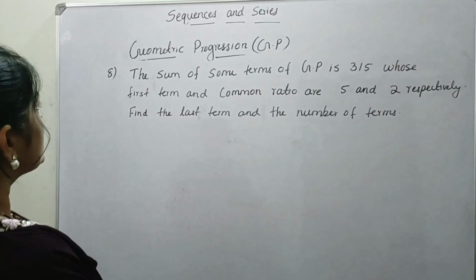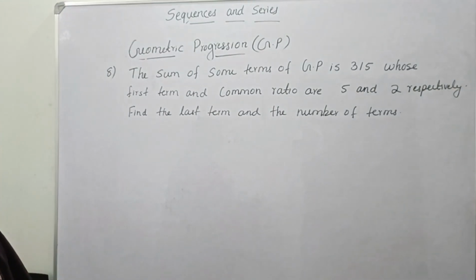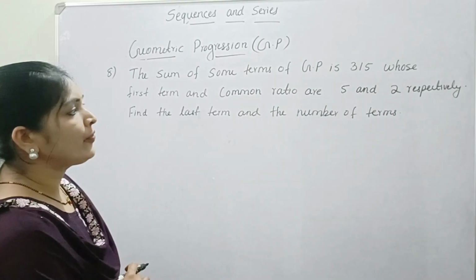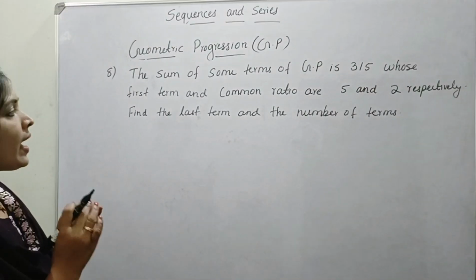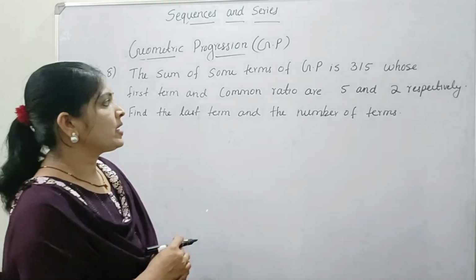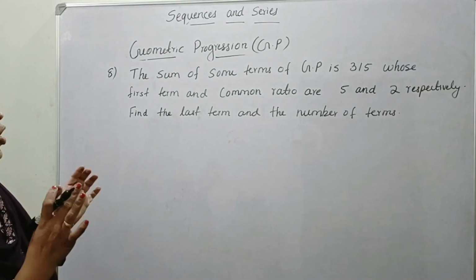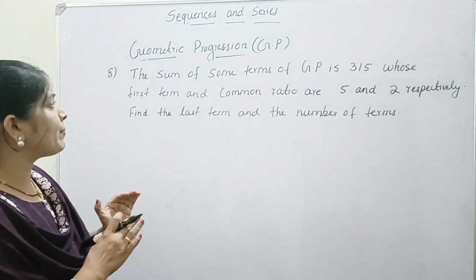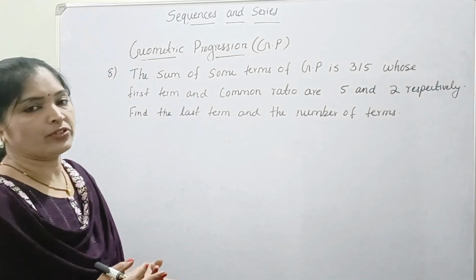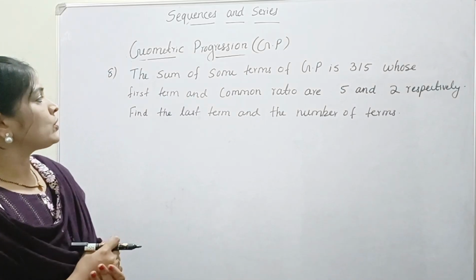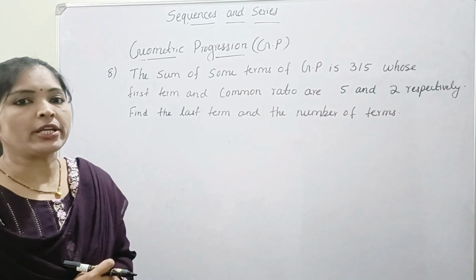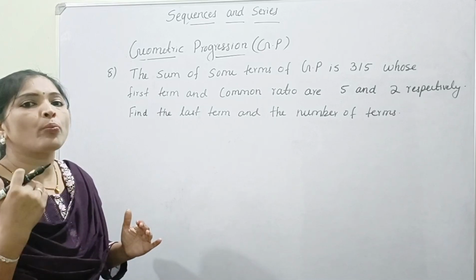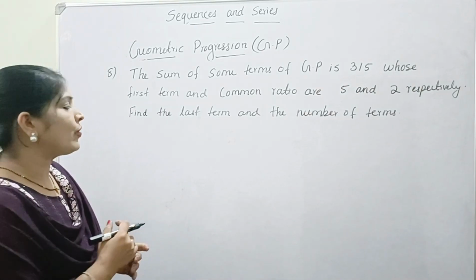So our next question: the sum of some terms of a GP is 315, whose first term and common ratio are 5 and 2 respectively. Find the last term and the number of terms. See, here it is not mentioned how many terms. Here, the sum of some terms of a GP is 315. We don't know how many terms there are, but the first term and common ratio are given. So here we have to find the last term and the number of terms.